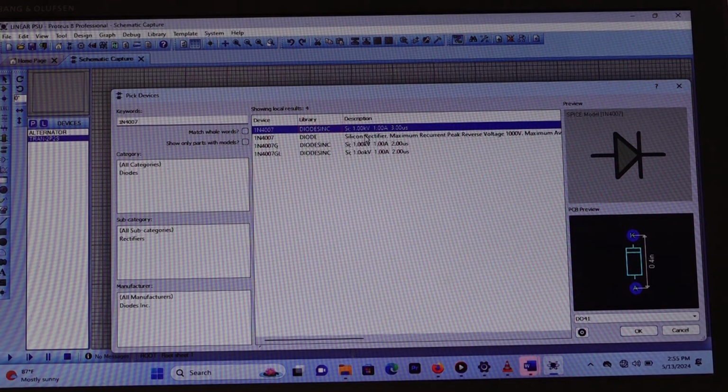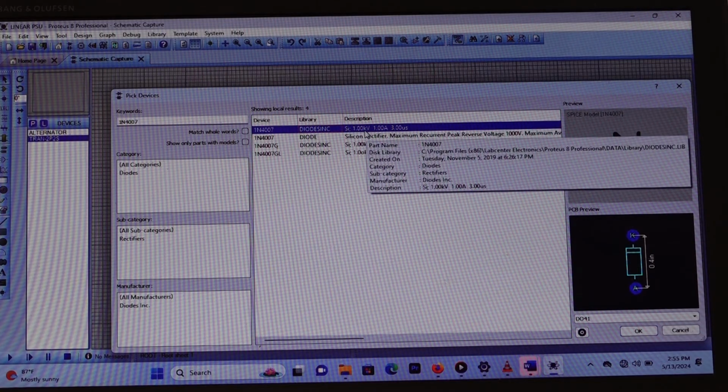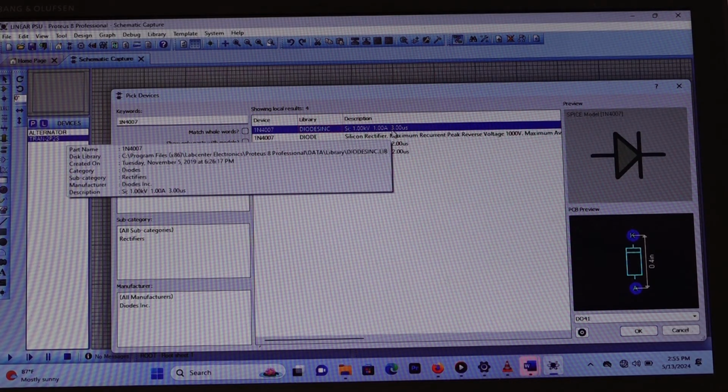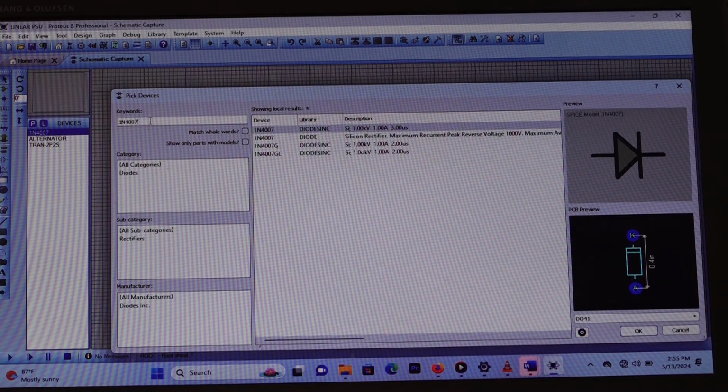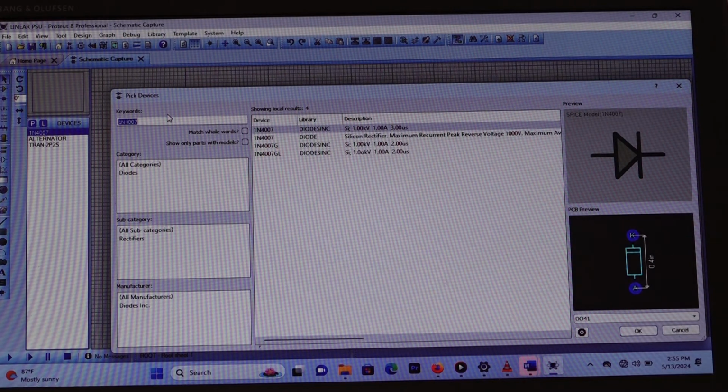The specification of this one is a voltage of 1 kilovolt and a maximum current of 1 ampere. So in case you are designing a linear power supply which provides more than 1 ampere, these diodes will not fit your design. You have to check other diodes which can withstand more than 1 ampere. That's the precaution. Then, so I have already the 4 diodes.